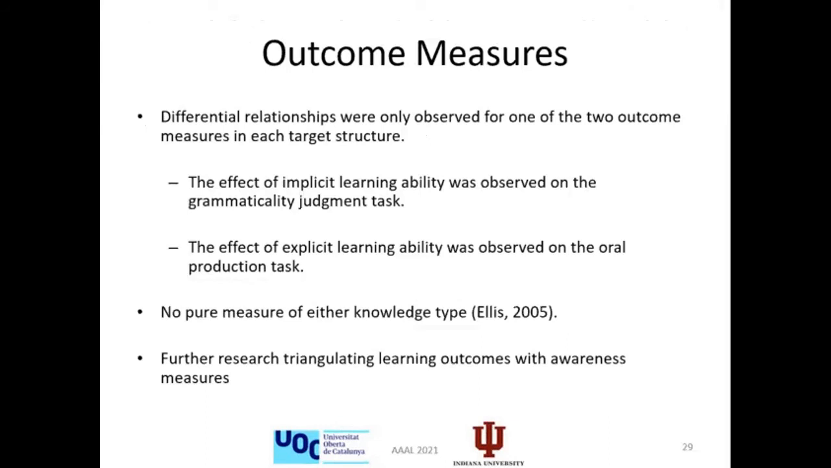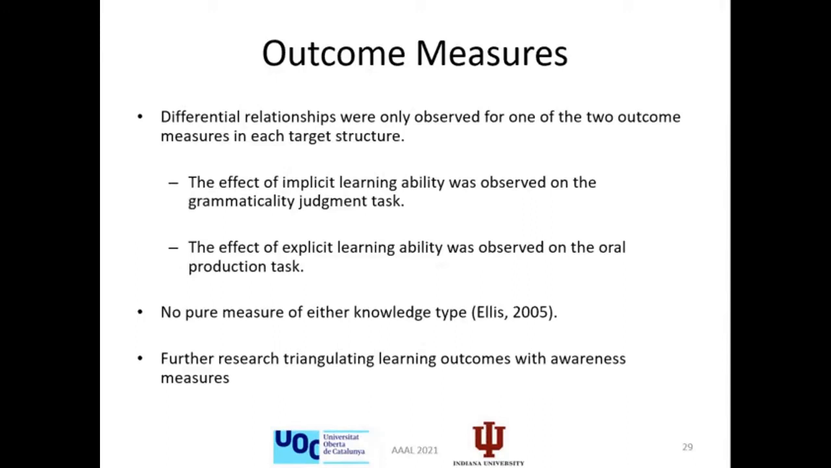We should note that differential relationships were only observed for one of the two outcome measures in each target structure. The effect of implicit learning ability was observed on the grammatical judgment task, whereas the effect of explicit learning ability was observed on the oral production task. This finding is interesting because grammatical judgment tasks are generally expected to tap into explicit, whereas oral production tasks are expected to tap into implicit knowledge.